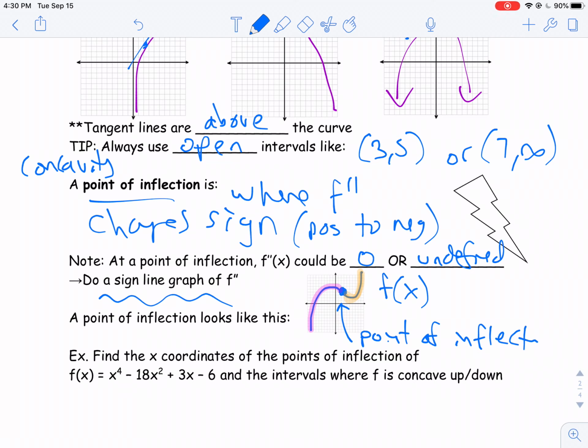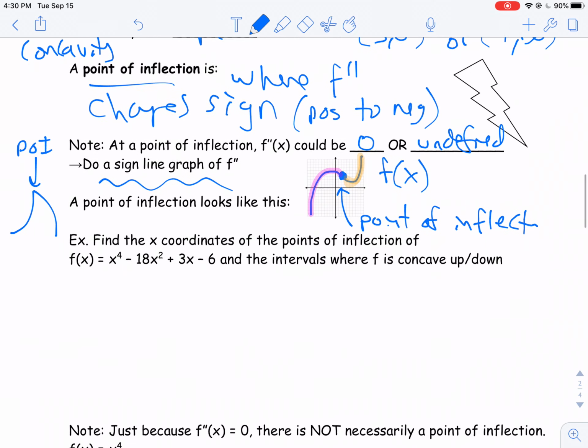It might be easier to see if you had like a shark fin. So for example, if you had a graph that was concave up and then concave down, that would be your point of inflection right there, or your POI. Okay, so that's what's going on there.